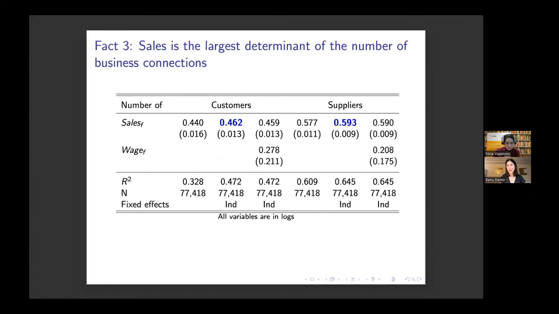So third one, and I'll be done with the empirical part. I'm just going to use 5 minutes on the theory. So the third fact is not actually new. The other papers using similar firm-to-firm trade data have documented this. Sales is the largest determinant of the size of the firm's business connections, both on the customer and supplier side. What we are really interested in here is whether the wage becomes an important determinant of the size of the business network. It looks like it isn't. Neither the R squared is changing when we add wages as an additional variable, nor is it estimated to be statistically significant. So wage or skill intensity of the firm determines the composition of business connections, but not necessarily the size. And this becomes an important thing when we write down the model.